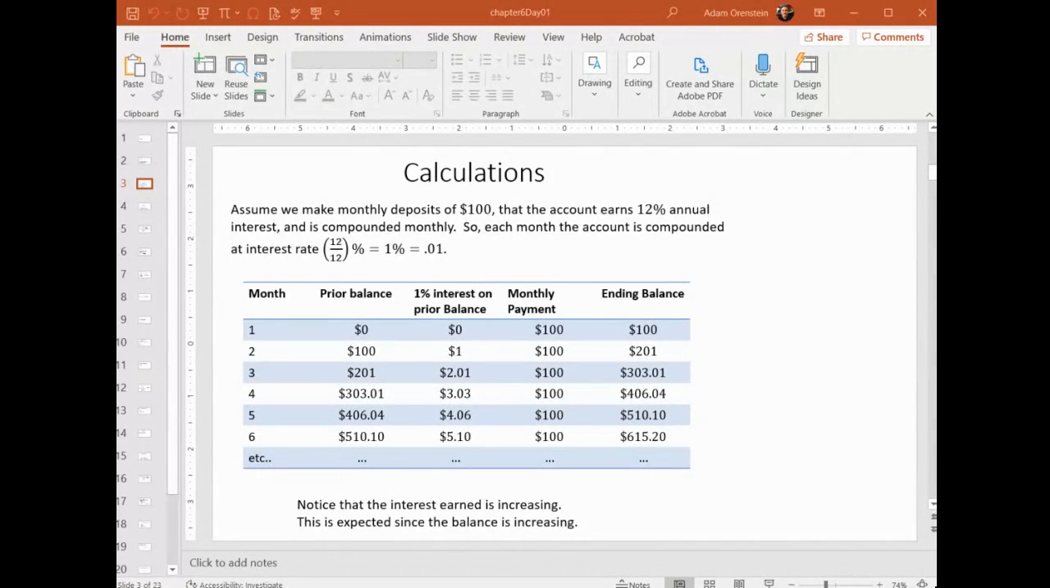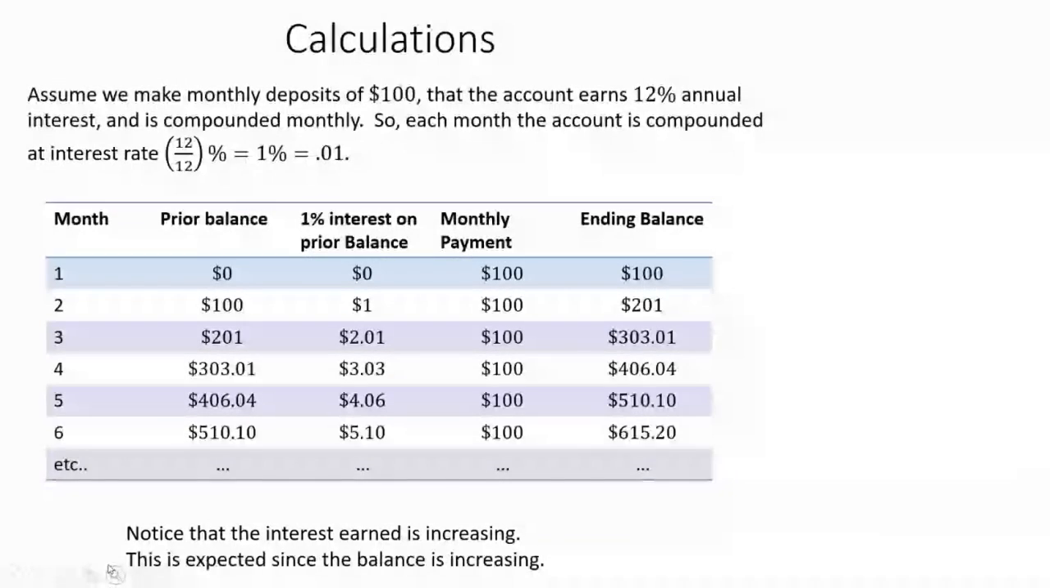Now in month 3, then, let me just get back in the thing. Okay. Now in month 3, we have $201. That's the balance. So the interest gets added, $2.01, that's 1% of this. Then we put our deposit in, and altogether we end up getting $303.01. And then this keeps on going on month 4, month 5, and so on.